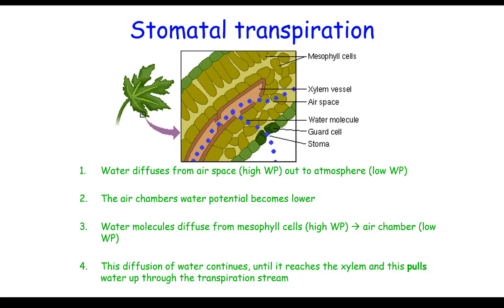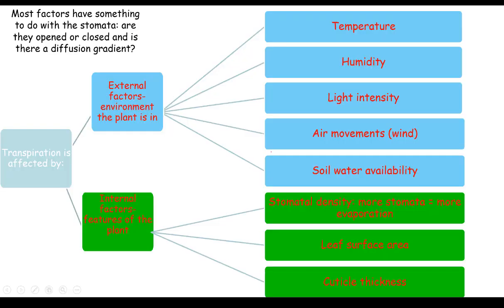Now remember, transpiration is when water evaporates from the mesophyll cells through the airspace and then diffuses along a water potential gradient out into the atmosphere. So most of the factors which affect the rate of transpiration are something to do with the stomata. This diagram shows basically what different factors.